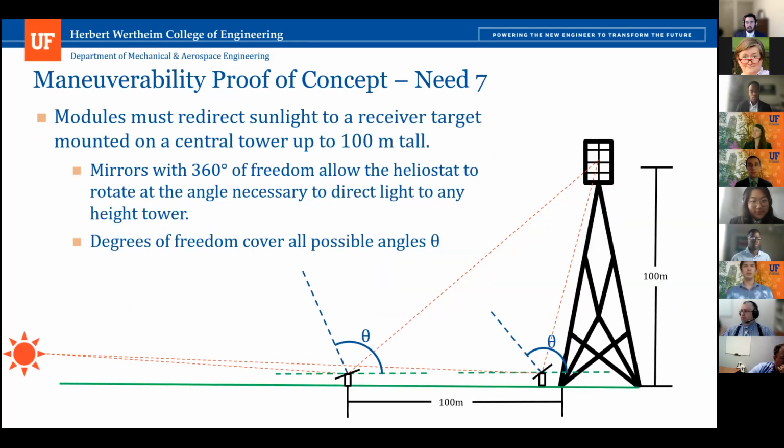So because of the freedom in rotation in both axes, our module is able to redirect sunlight to the receiver target mounted on top of a 100-meter tall tower at any field position. So whether that be 10 meters away from the base of the tower, 100 meters away, because it's able to rotate through all those angles, it can redirect sunlight properly.